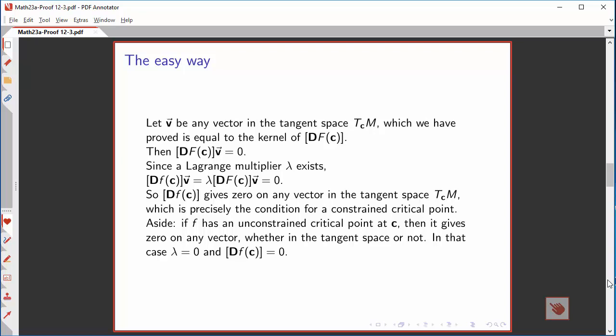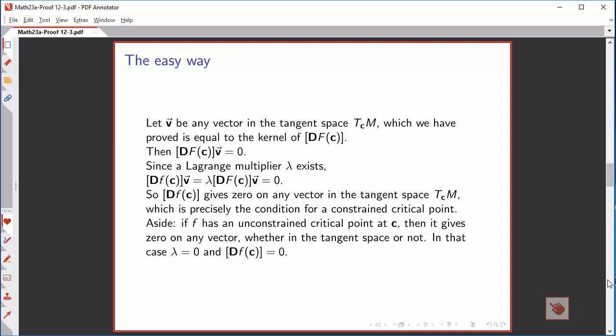There's a curious special case here. It's possible that f might have an unconstrained critical point at C. It could be, for example, that even if you went straight up or straight down into the Earth, the temperature would not start to change. The temperature would be an unconstrained maximum or minimum in R3.